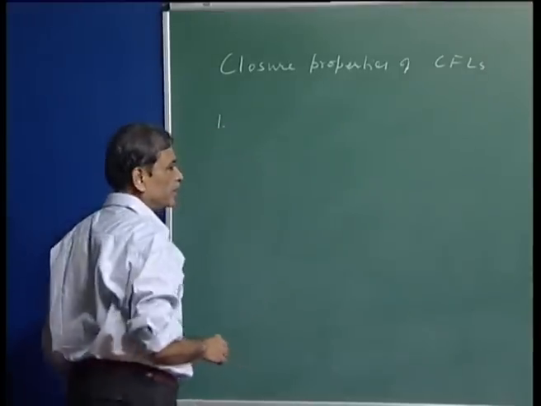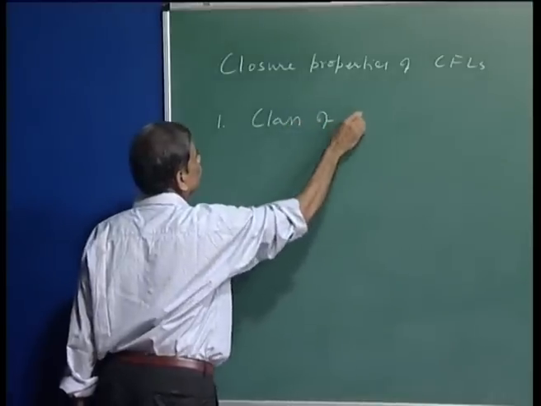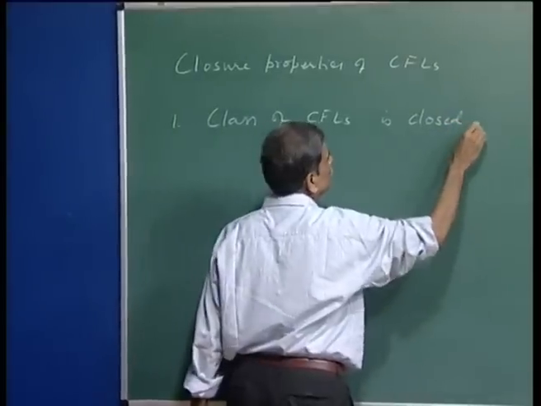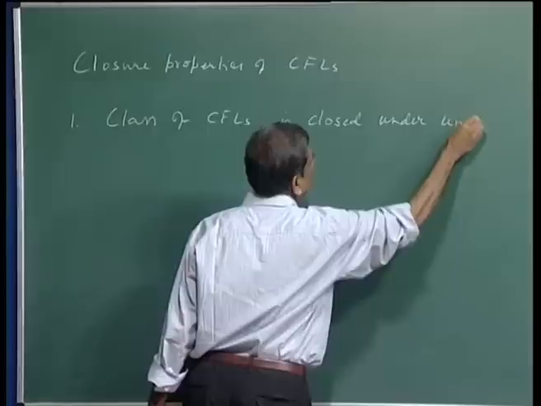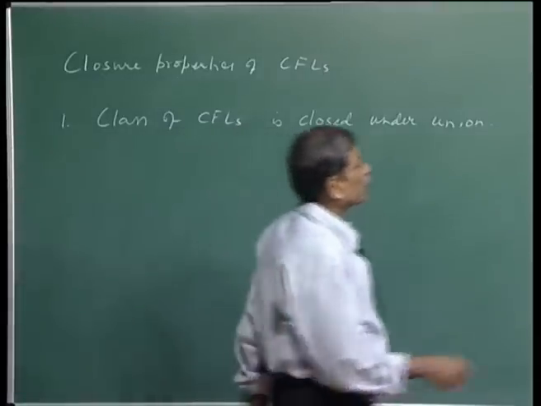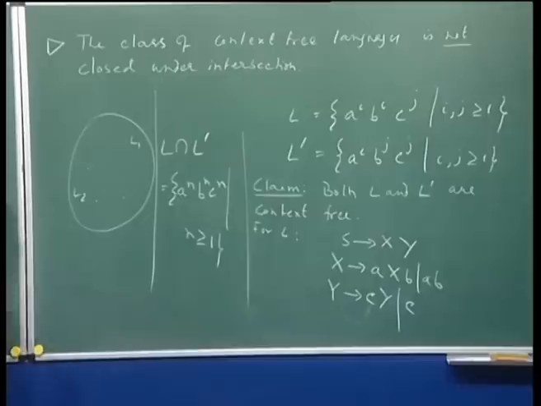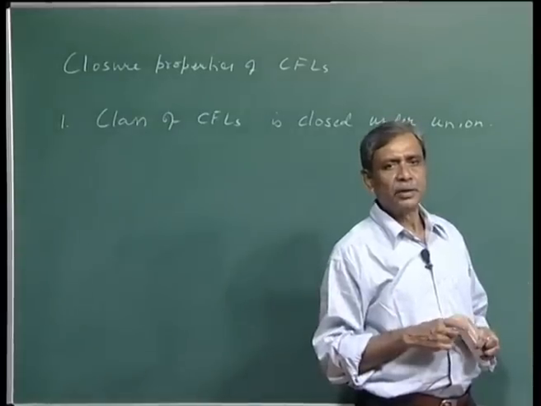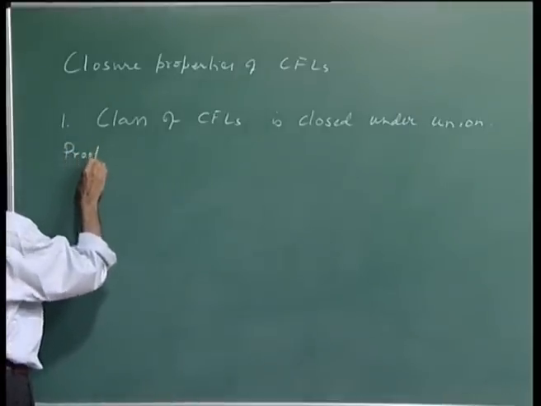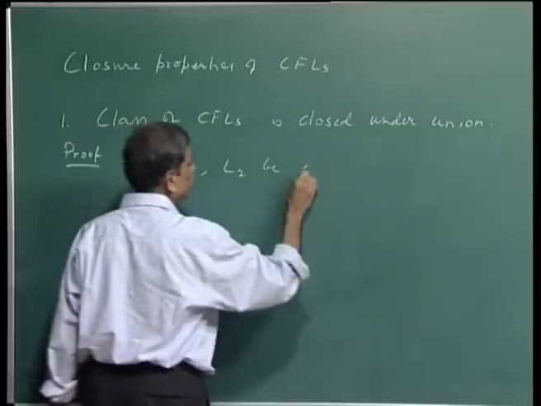So, first point, which is again fairly simple to see, is that the class of CFLs is closed under union. Why? What we are saying is that you take two languages which are context free languages, then take their union L1 union L2, and we are claiming that the union language will be context free. So, this is very simple. Let me give the proof. Let L1, L2 be context free.